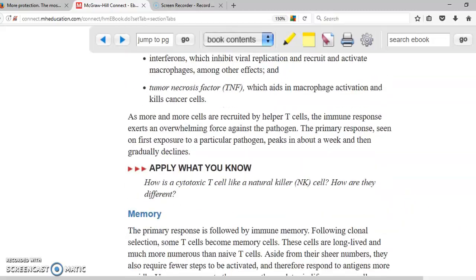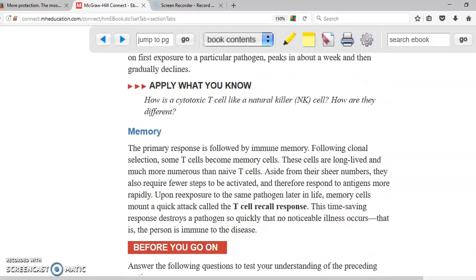We mentioned that already. Memory is obviously going to be given to us by the lymphocyte T memory. Very important, so we can get a faster response the next time that we have that infection.